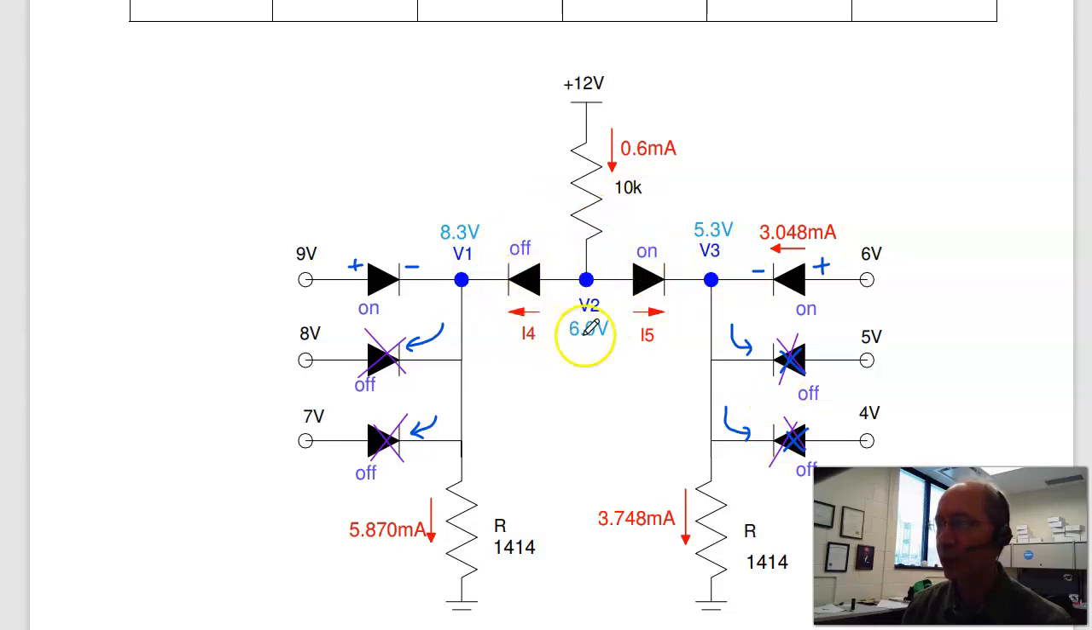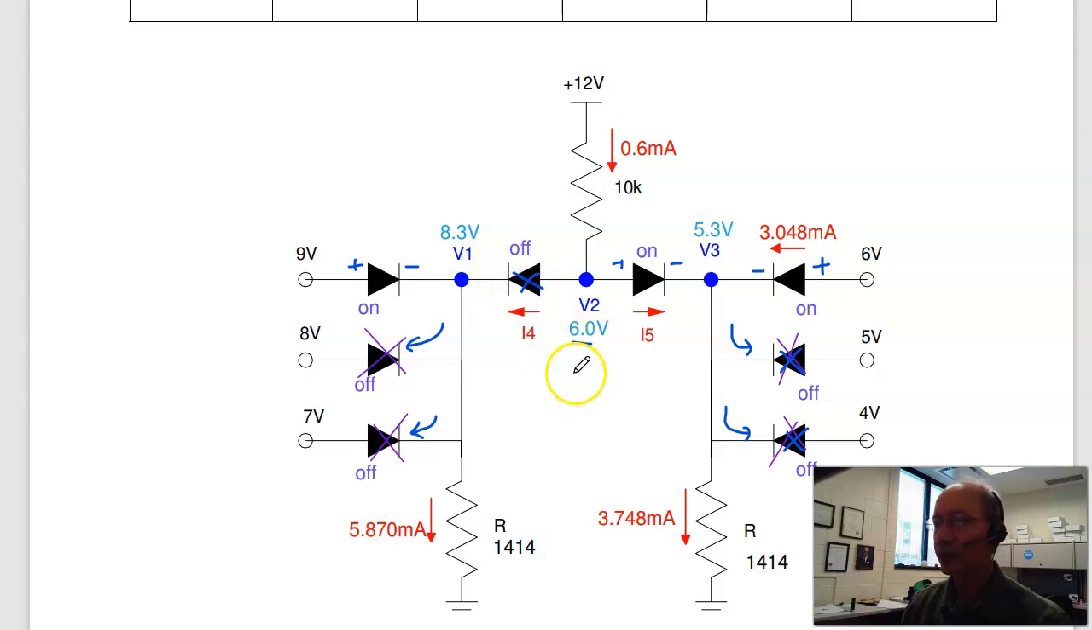Now in the middle, one of these two is turned on. If D4 is turned on, I'll have a 0.7 volt drop across here, and this is 9 volts. Well, 9 volts is too much. I have more than 0.7 volts across diode 5. So that doesn't work. If diode 4 is not on, then diode 5 must be on. In which case I have 5.3 plus 0.7, 6 volts at V2. And I'm trying to push current backwards through diode 4, it turns off.